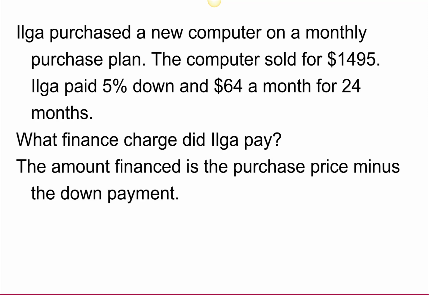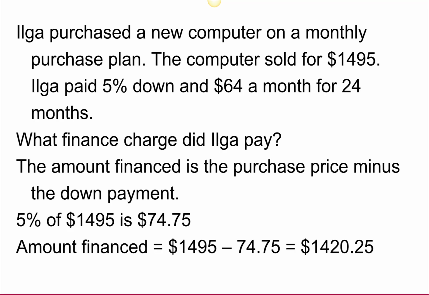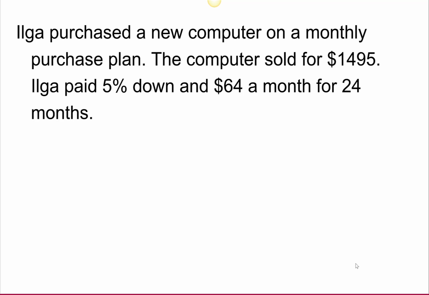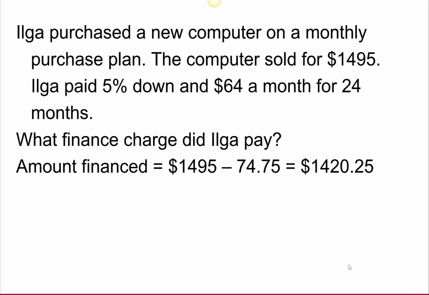Okay, so this time the only way we can figure that out is to take the monthly payments of $64 times 24 months. We also have to figure out how much she actually financed because she had a down payment. So she put down 5%. So she actually financed, instead of $14.95, $14.20.25. And so then we're going to take that and figure out what her finance charge was there.